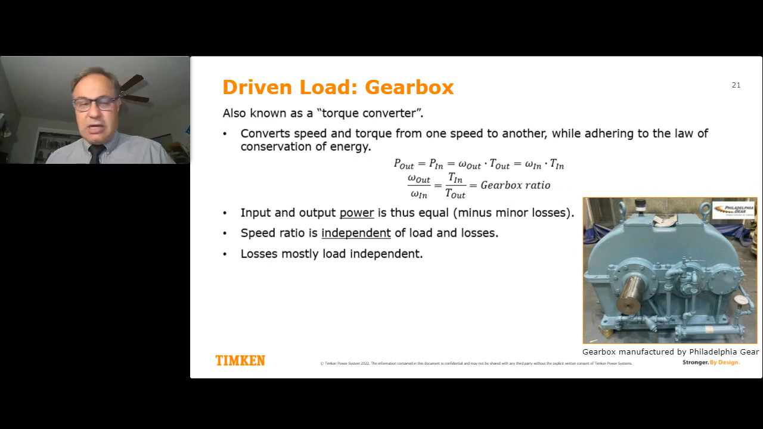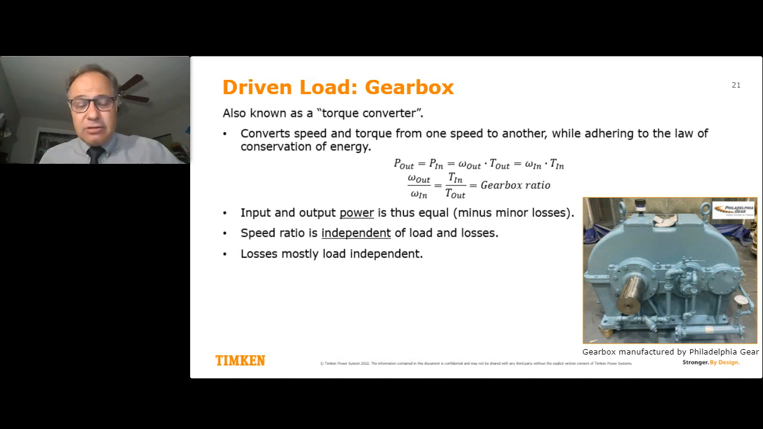The gearbox is known as a torque converter, and it converts speed and torque from the one to the other. It adheres to the conservation of energy, so we know that the input power is equal to the output power, plus some minor losses, and the speed times the torque is equal to each other, input and output. This gives us a gearbox ratio.